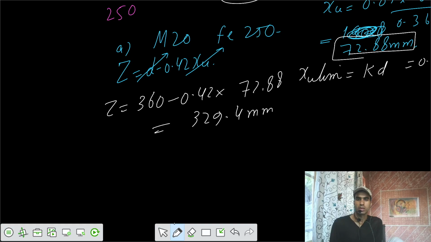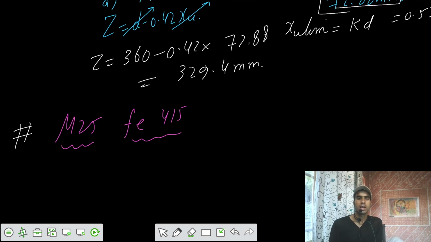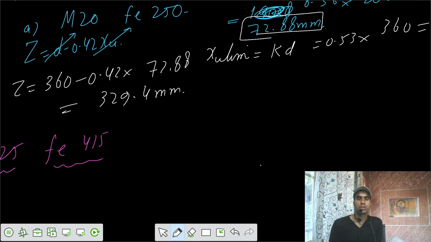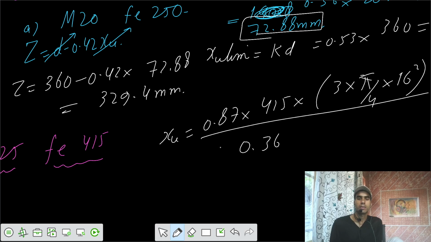329.4 millimeters. And the second part of the problem is that your material characteristic strengths are M25 and Fe415. Yield strength of steel is 415, and characteristic compressive strength is M25 for concrete. Let's go for that one. What is the value of XU? That would be 0.87 Fy, and Ast is fixed, 3 bars of 25 and 3 bars of diameter 16, divided by 0.36 fck.